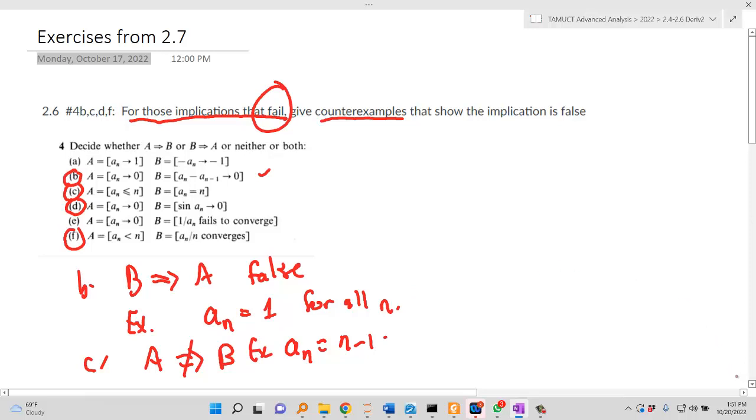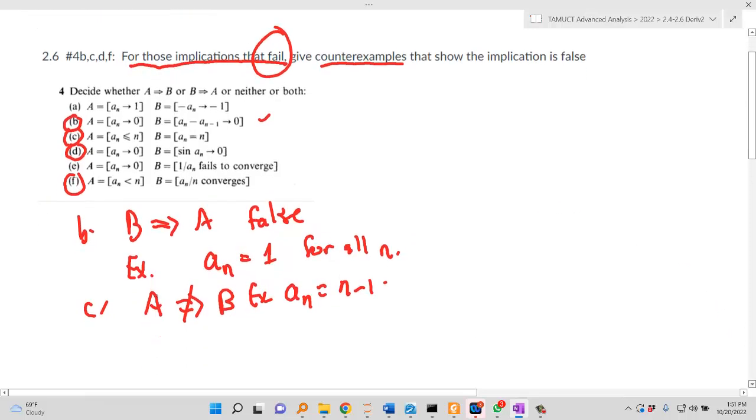That's my example. That's what I wanted: I want examples for these. That's why I put it as a problem that needed details. If I want to do D, you can kind of get the idea. Here A is a_n goes to 0, and B is sine a_n goes to 0. Now, A implies B, but B does not imply A. And you should give an example of a_n.